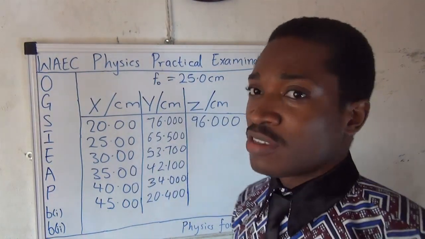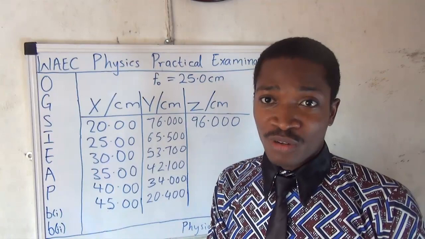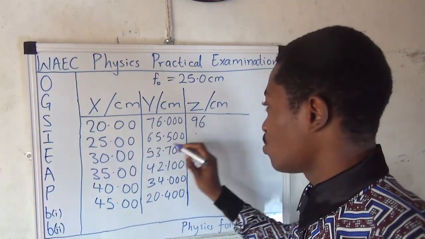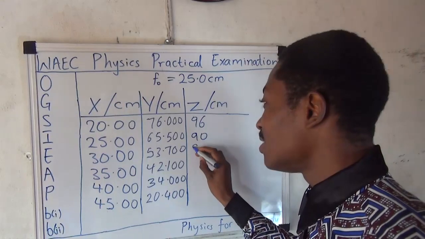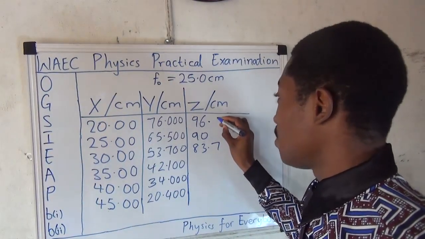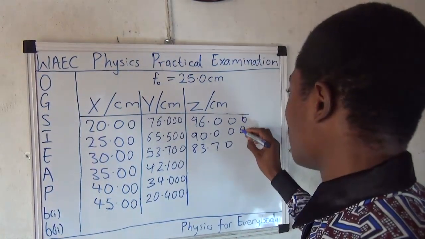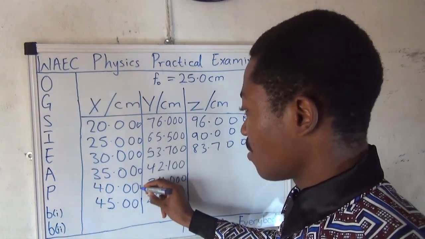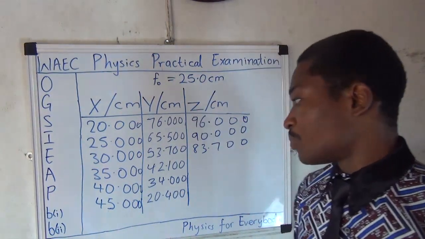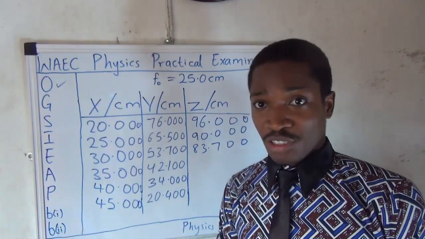So usually, to be on the safe side, I would recommend you write all the values on the table to 3 decimal places. You won't be penalized for doing so. If you have written this as 96, and you proceed, you write this as 90, you keep on adding 83.7, you will be penalized. You must have it to at least 2 decimal places. So I would recommend you write everything to 3 decimal places. All the values on your table, you write everything to 3 decimal places. These ones are already in 3 decimal places. You won't be penalized for doing so. So that is one secret to getting all the marks in your observation.